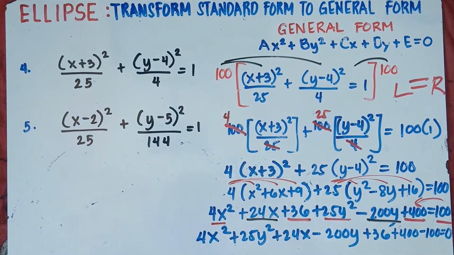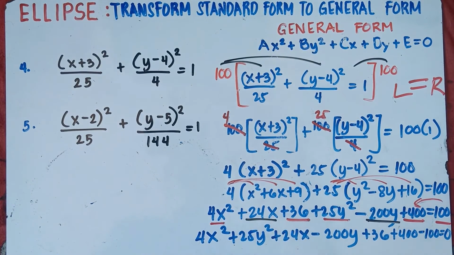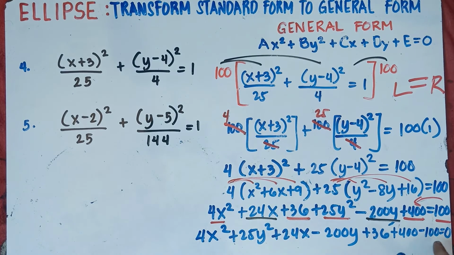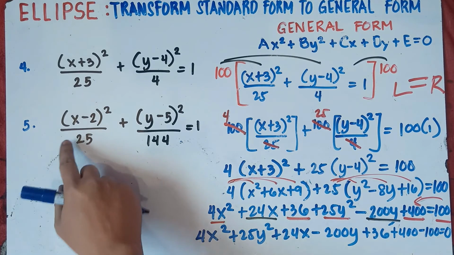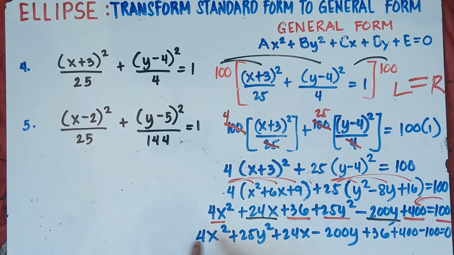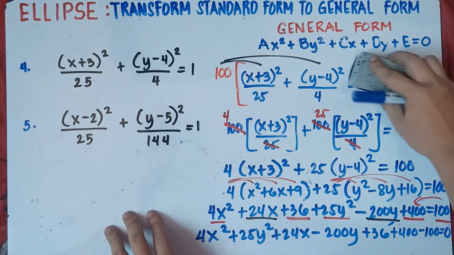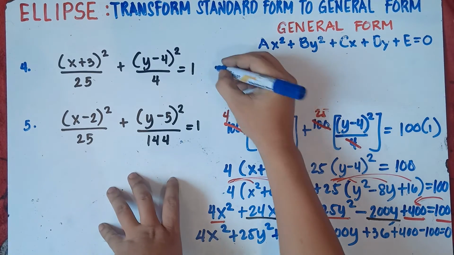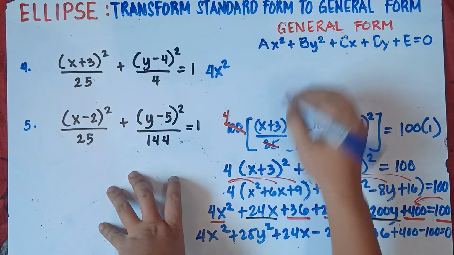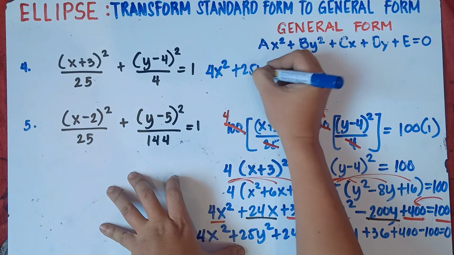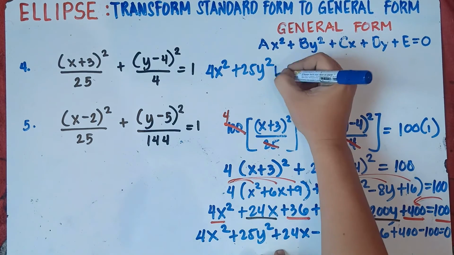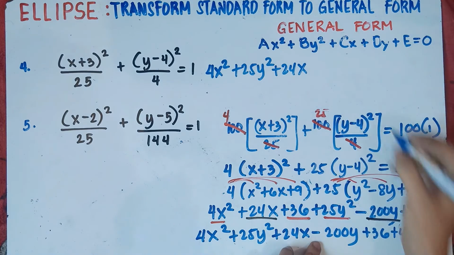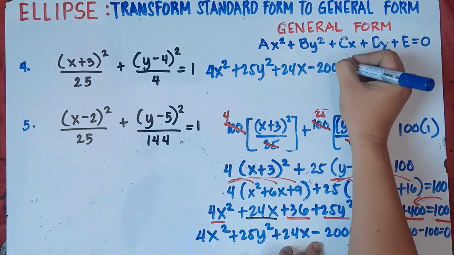We don't have enough space, class. I hope you're still with me. So plus 36 plus 400 minus 100 equals 0. Alright, so our final answer will be, so copy. Okay, let me erase this part, class. We don't have enough space. Our final answer will be, so copy 4x squared plus 25y squared plus 24x minus 200y.